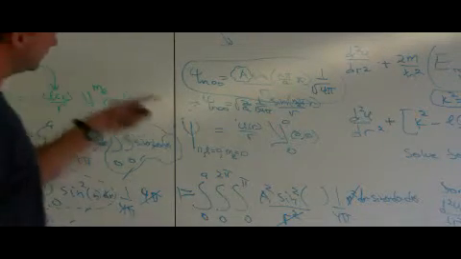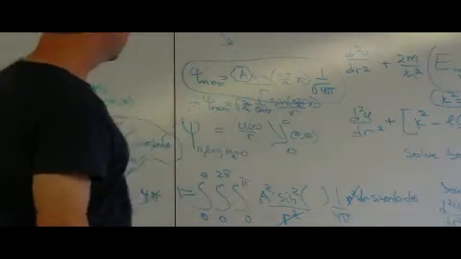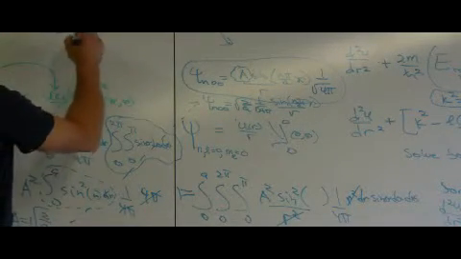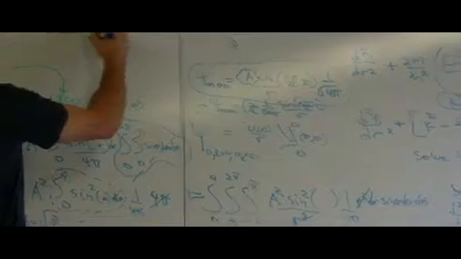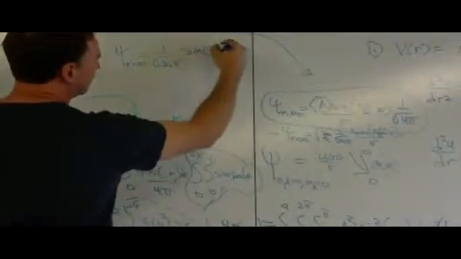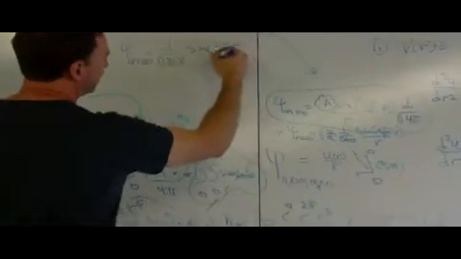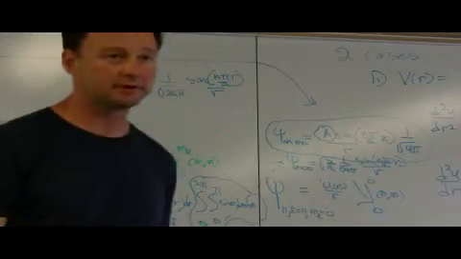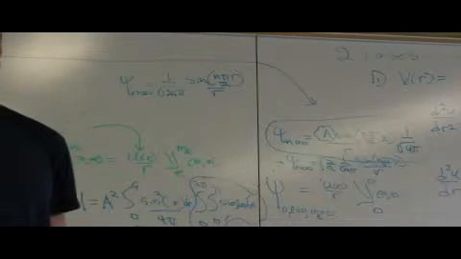And so when you do this, this comes out to be, what? 1 over the square root of 2a pi, times sine n pi r over a, over r. Is that the right answer? Yes, that's the right answer.